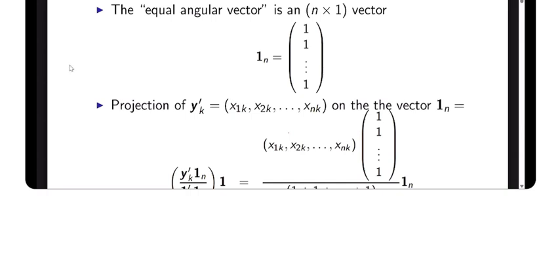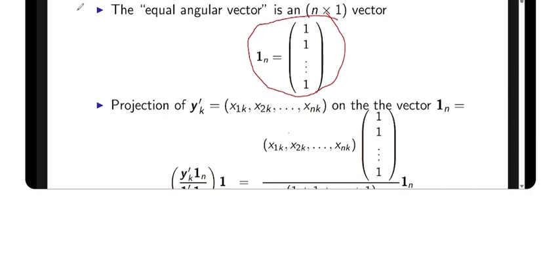Let's define the vector of ones. We want to define the 1, 1, 1, 1, which is this guy. It is going to be n by 1, because that's like a weight. For each observation, they are equally weighted. That's what it means: equally weighted.